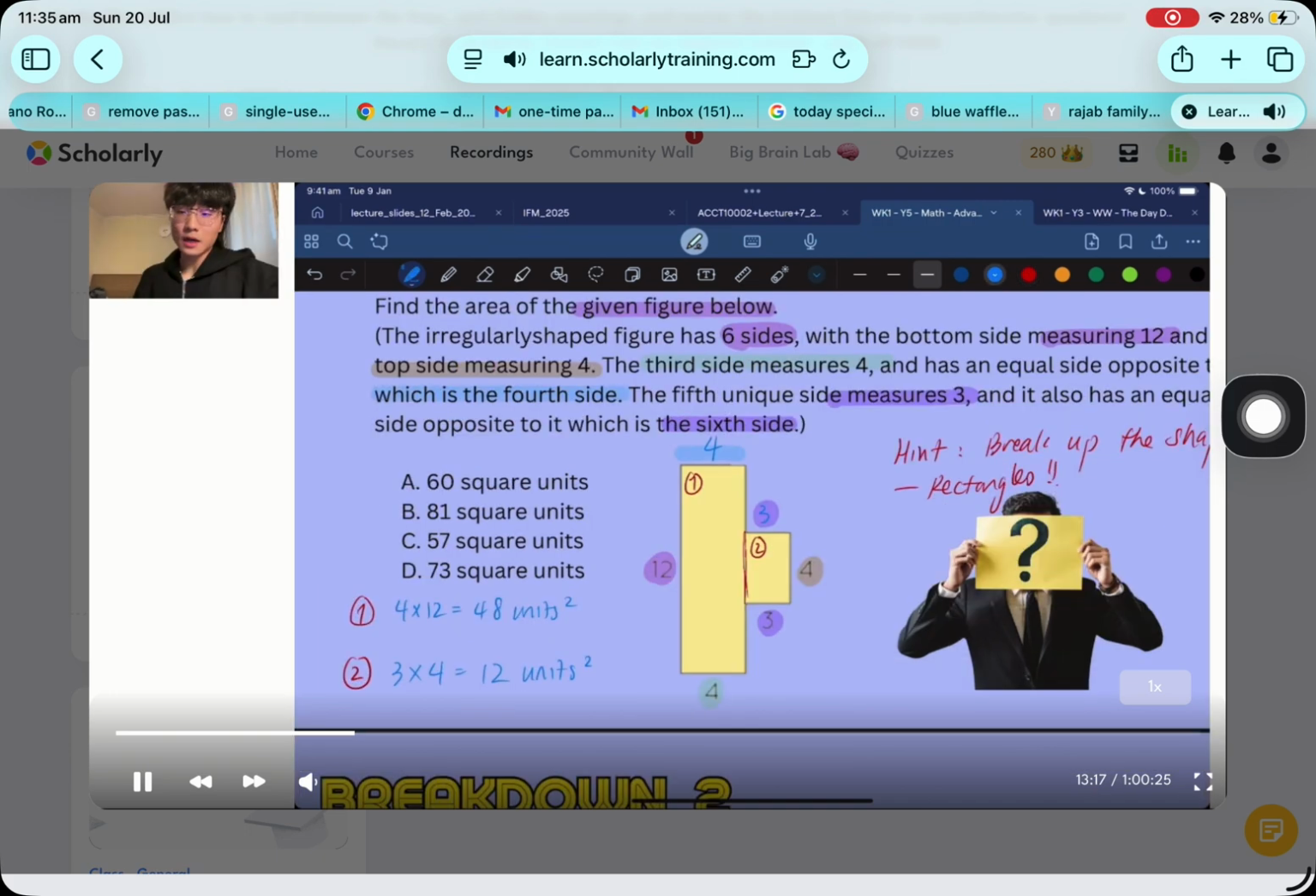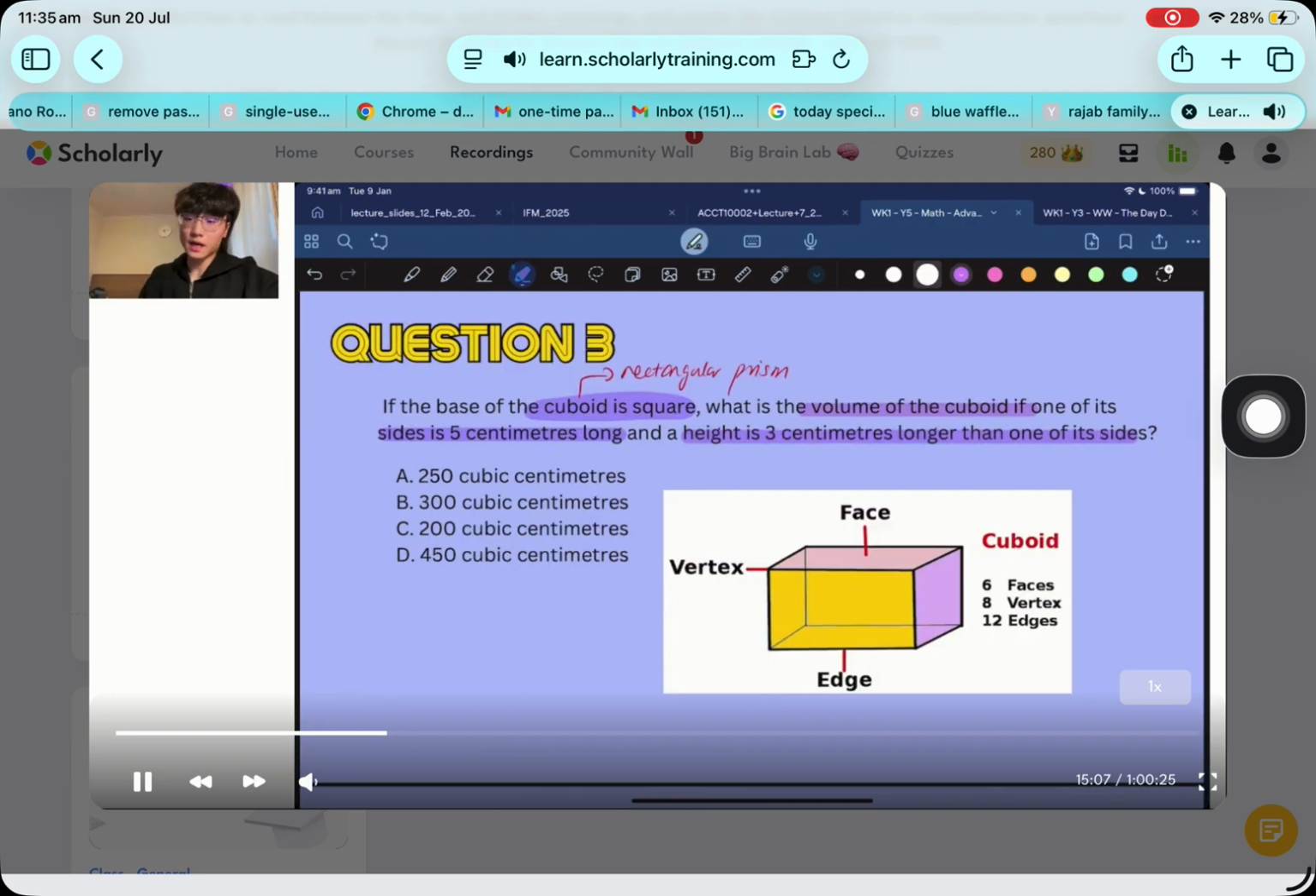So, guys, the last thing to do is to add up these two areas, and that will give us the total area. So hopefully this is quick maths for you guys. 48, then one of its sides, okay?